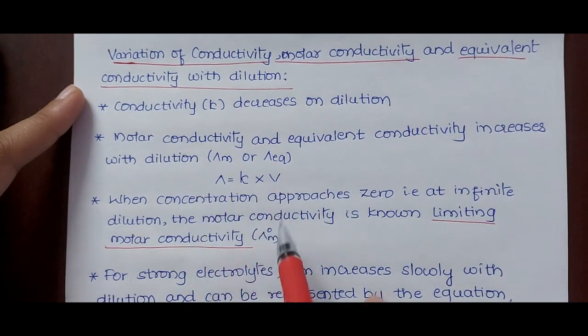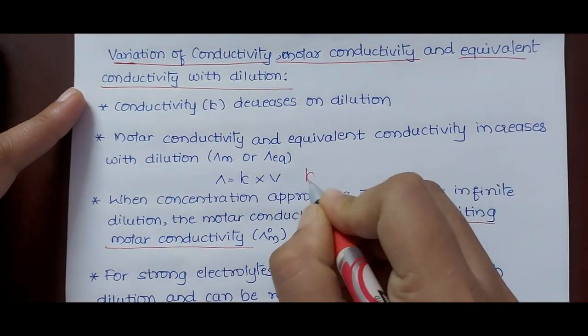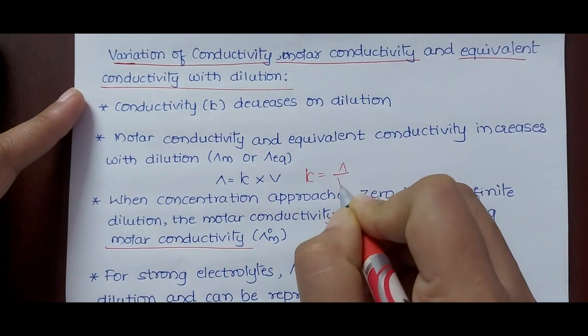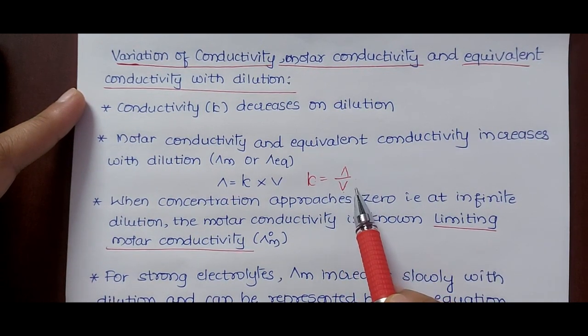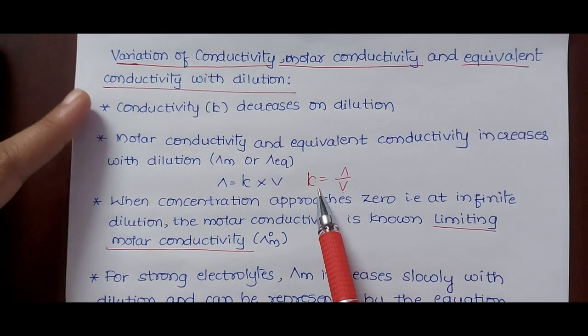But if we rearrange this equation, we get kappa equal to lambda divided by V. So based on this, we can say that conductivity kappa is inversely proportional to volume. Inversely means on dilution, if the volume is increasing, the conductivity is decreasing.